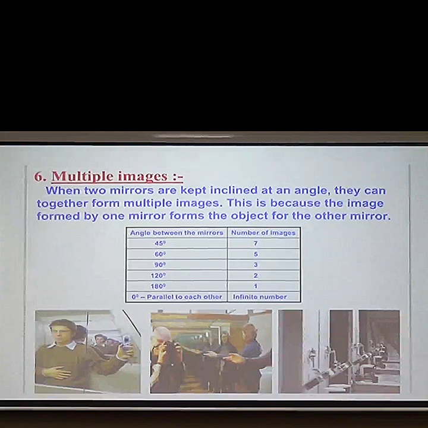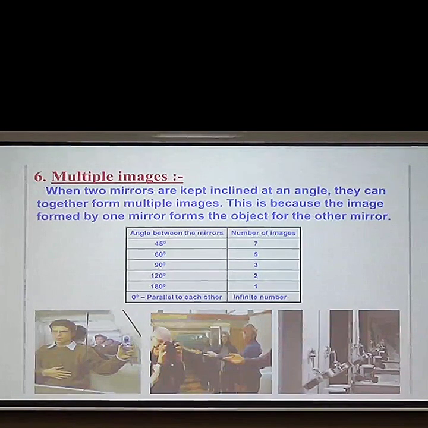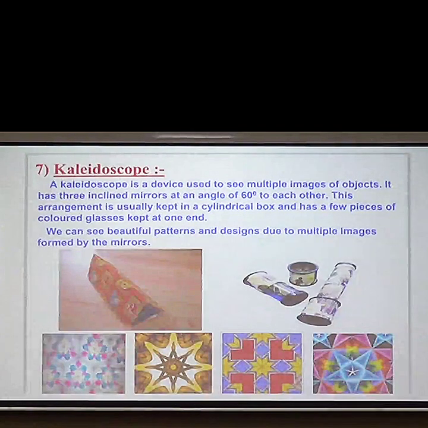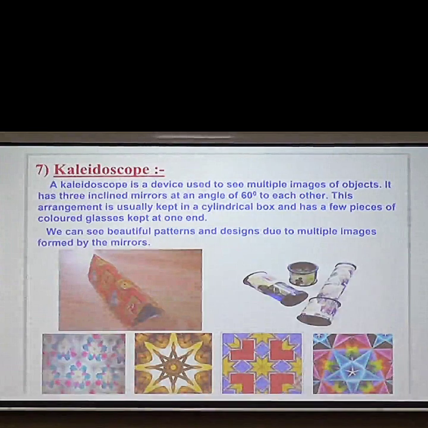So, if the mirrors are like this, the number of images formed by the mirror is 3. Moving on, kaleidoscope. Now, kaleidoscope is based on the principle of multiple images. Kaleidoscope is a device which is used to see multiple images of the object.